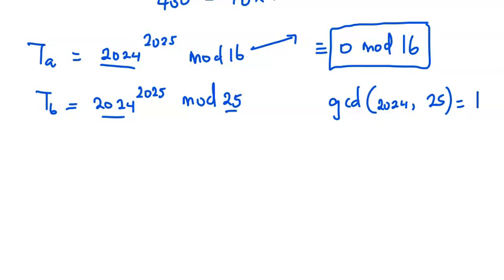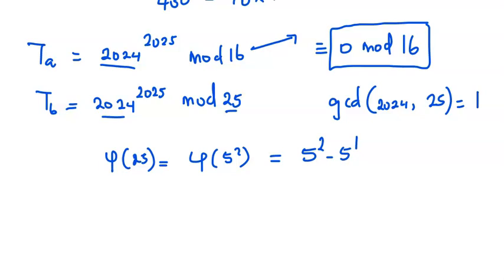Okay. So what are we going to do now? Then we're going to evaluate 2025 in modulo the Euler phi function of 25. So first of all, the Euler phi function of 25 is equal to the Euler phi function of 5 squared, right? Which is equal to 5 squared minus 5 to the power of 2 minus 1, which is this. So this will give us 20.